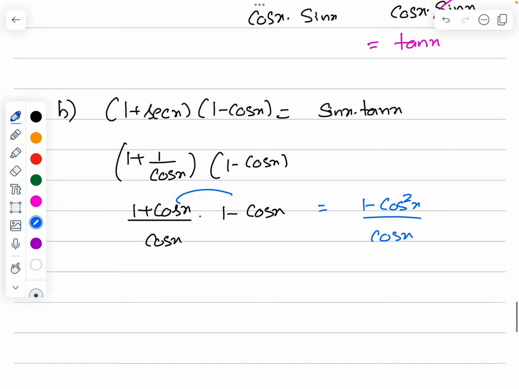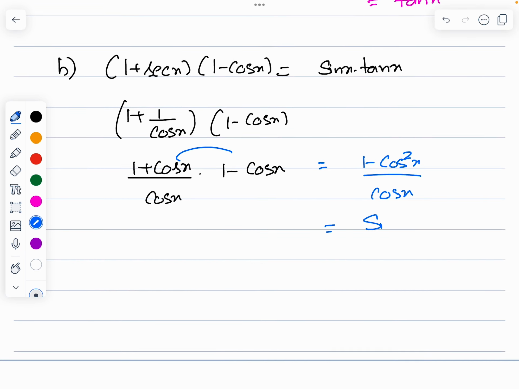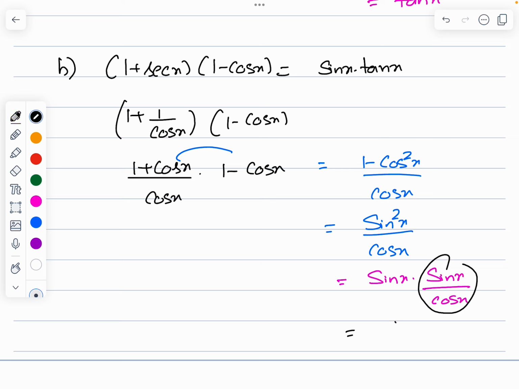1 minus cos square x is sin square x divided by cos x. Sin square x can be written as sin x times sin x divided by cos x. Sin x upon cos x is tan x. So I get sin x times tan x.